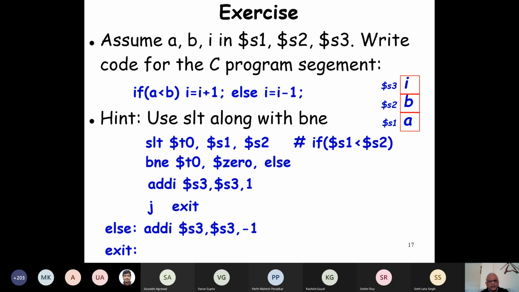And if T0 is set, then this will return a false, branch not equal to 0. If T0 is not equal to 0, we compare with 0, then we just execute the else part. Otherwise, we just execute the next instruction. So we just add here when A less than B, and otherwise we just subtract 1.